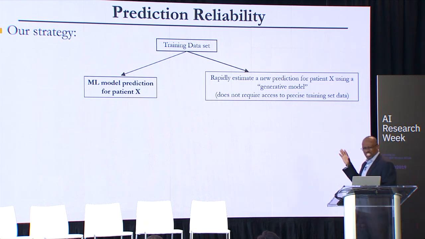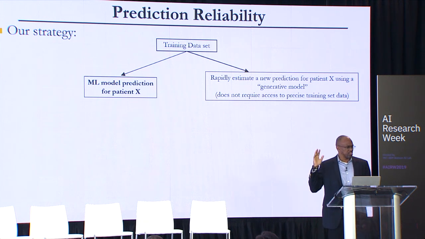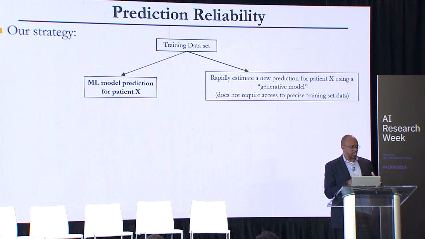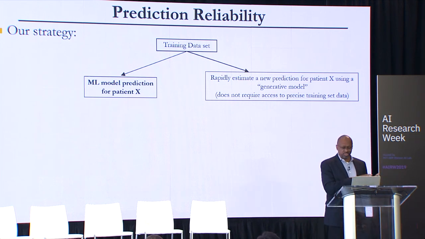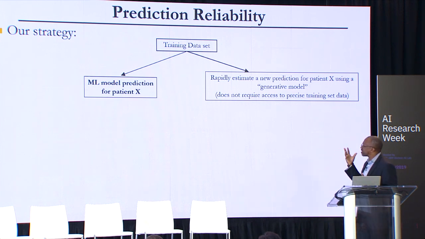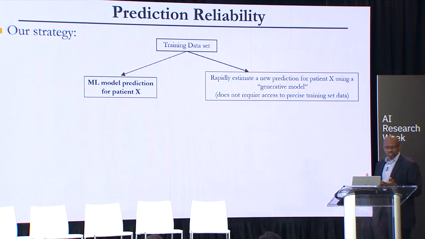Let's say we use a generative model. What does that mean? We don't have access to the actual data set, but we have simulated data. If we had some general statistics, not the precise training data itself but general statistics on the training data, we can make some quick calculations about what the prediction would be if we generated some data and used another model to make the prediction.